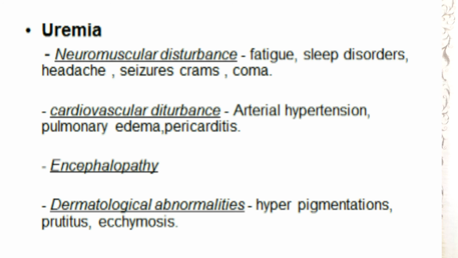But when cardiovascular disturbance occurs, initially it further causes hypertension, pulmonary edema, and in severe cases pericarditis. Encephalopathy occurs. Dermatological abnormality also occurs, and this involves hyperpigmentation, pruritus, and ecchymosis. Then there is abnormal endocrine function. One of the main functions of the kidney is also endocrine.